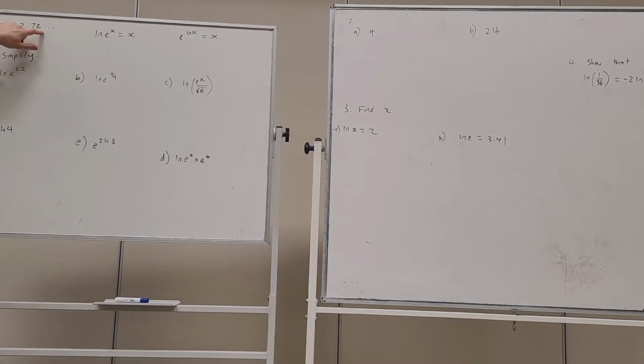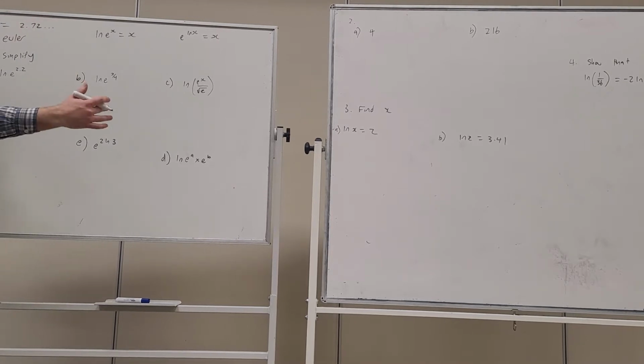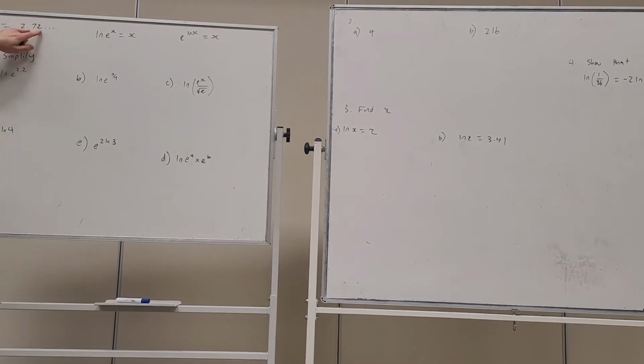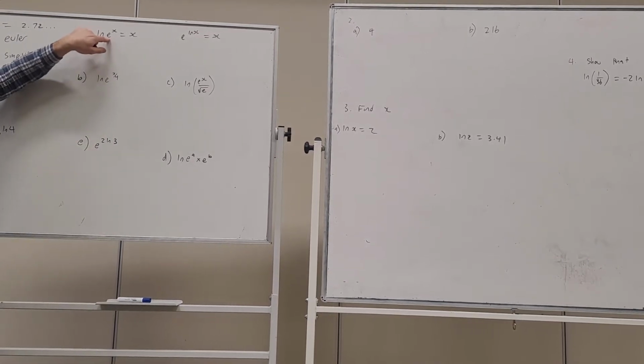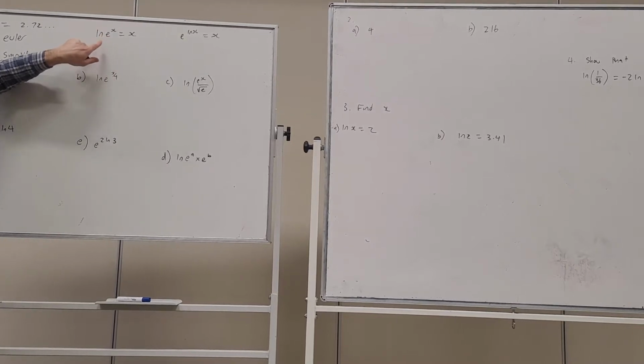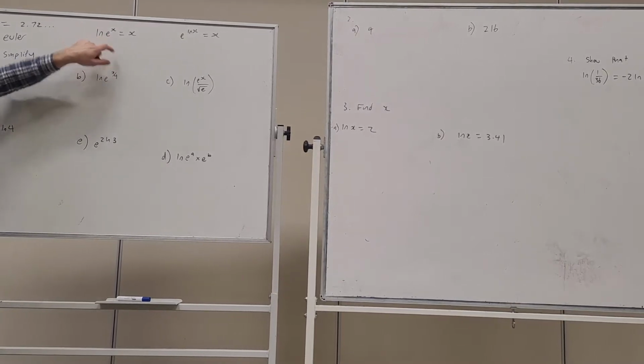So this number is a bit like pi. It has an infinite number of decimal places. We often call them transcendental numbers. And so we're going to be talking about logarithms in base e. That's called a natural logarithm, or logarithm naturale. That's where the L and the N come from.